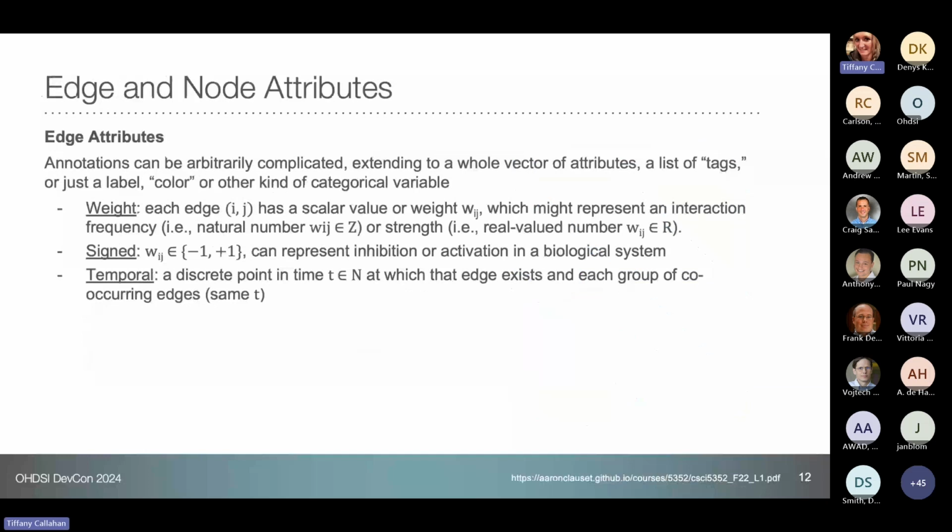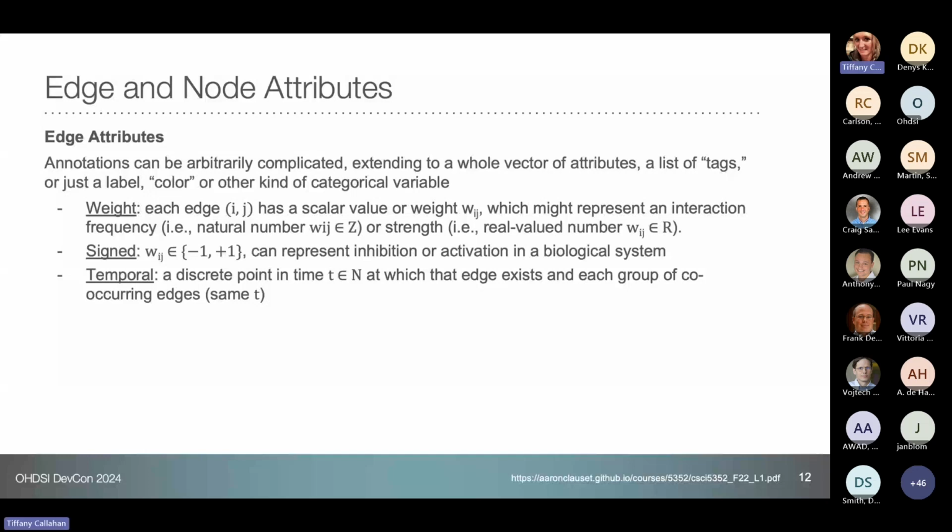Edge attributes can be information that is stored on the edges of a graph. So annotations like these can be arbitrarily complicated, extending to a whole vector of attributes or just a list of simple tags. So they could be things like the label of the edge, a color associated with the edge, or something larger about the network, which implies some sort of category. If they're weighted, it's usually presented as a scalar value, which could represent an interaction or the frequency of one, or the strength of it.